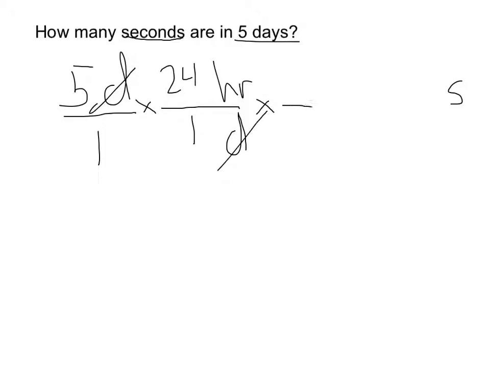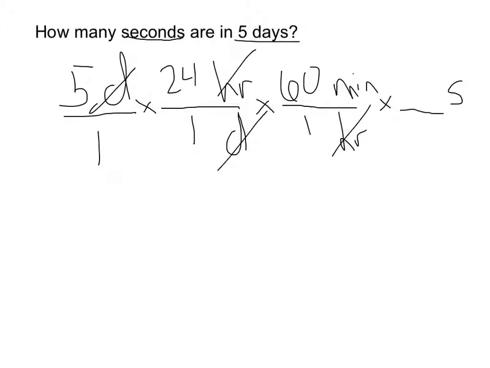So the next step would be to say that, well, we know that there are 60 minutes in 1 hour. Alright, so we know how many minutes are in 5 days if we were to solve it right now. But again, we wanted seconds. So we have one more step. I'm just going to leave that seconds there because that's right where we want it.